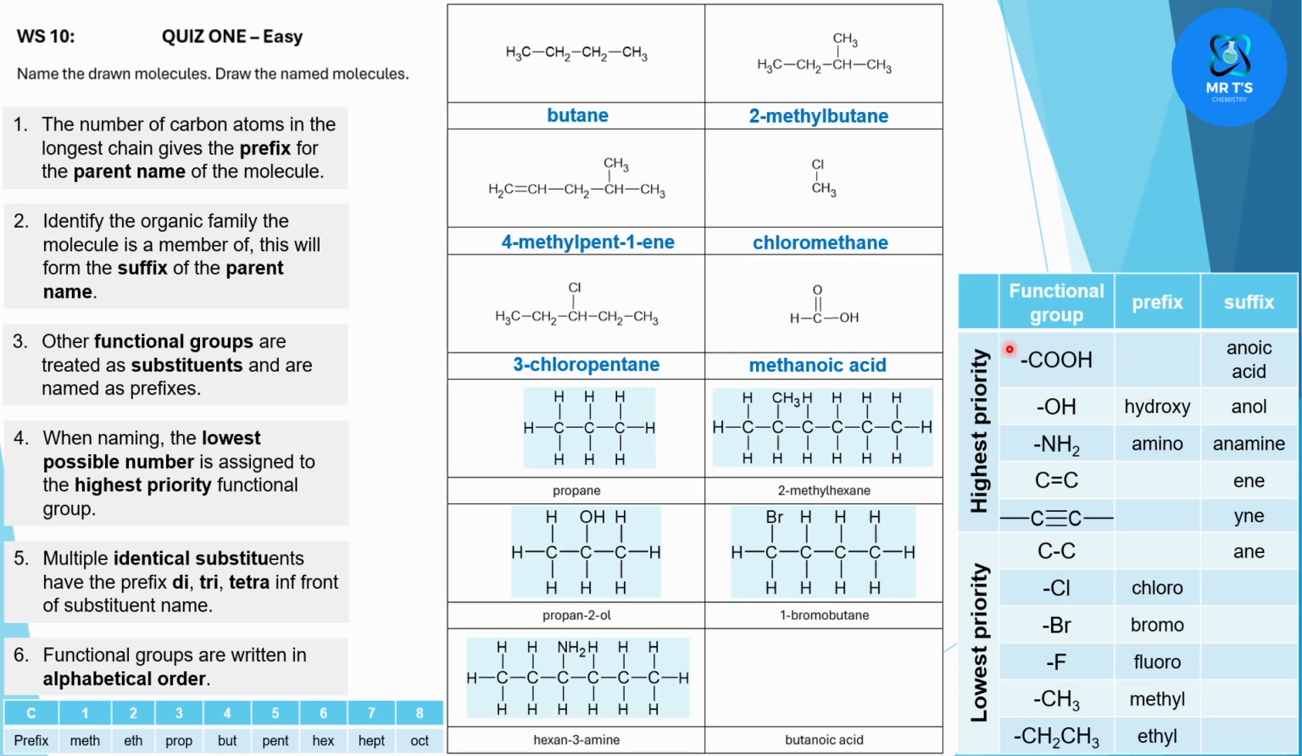Butanoic acid, we're going to have the functional group of the carboxylic acid. It always comes off the end carbon. There are 4 carbons in a row with the carboxylic acid coming off it. And that is how we name and draw these organic molecules.